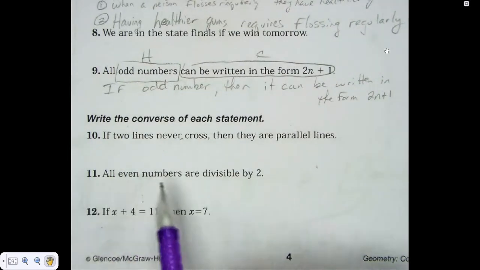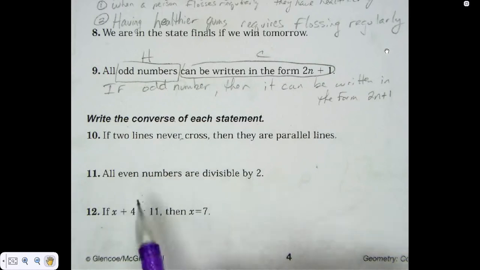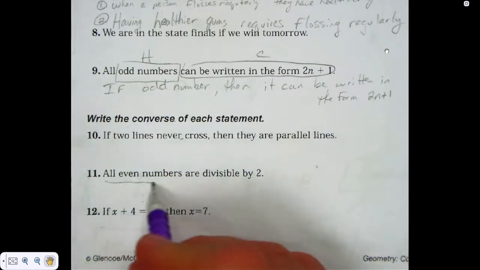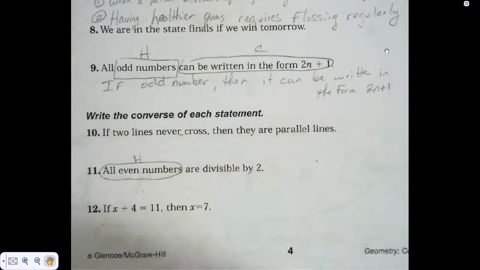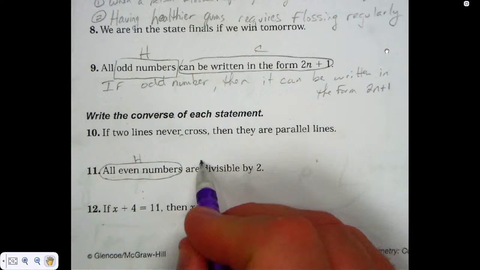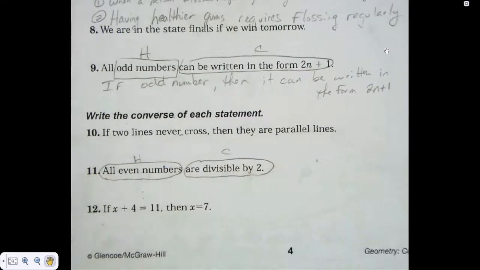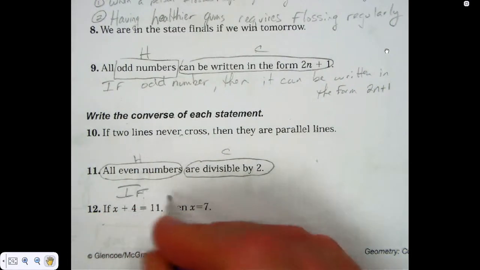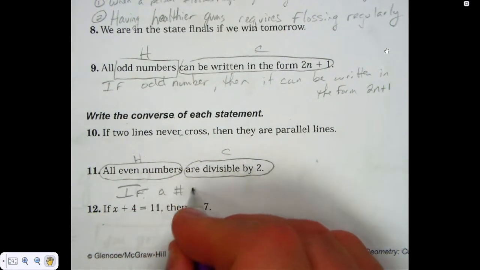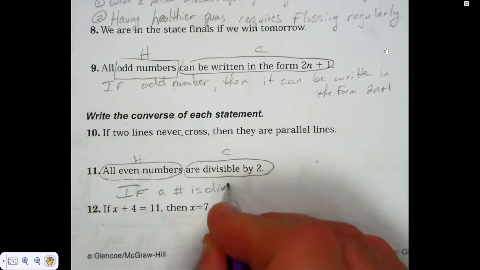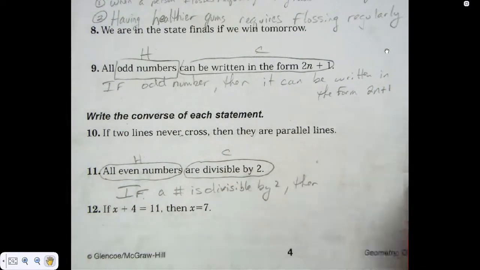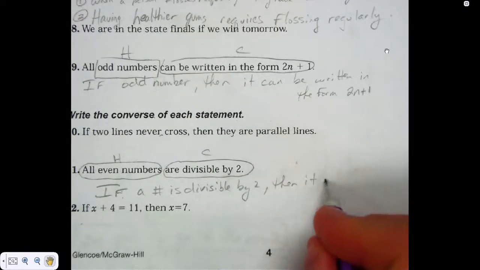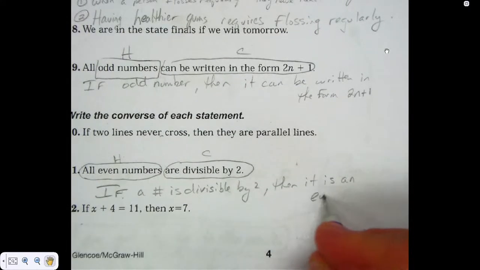How about number 11 though? All even numbers are divisible by 2. What is your if? That's your hypothesis, is it not? A number is a what? Even number. As a result, what happens? They're divisible by 2. Now is it easier to write the converse? You could say if a number is divisible by 2, then what? It is an even number.